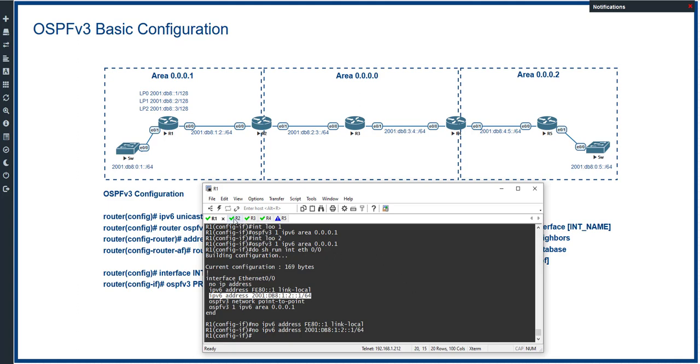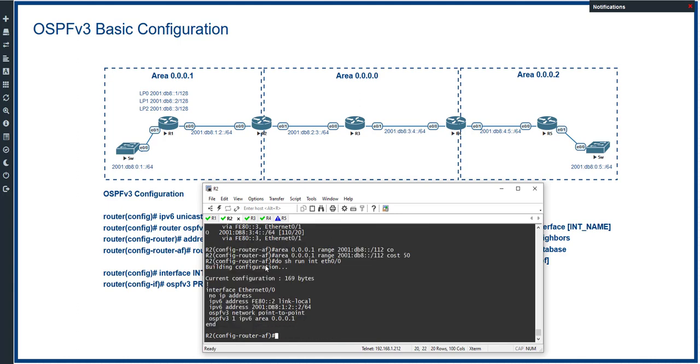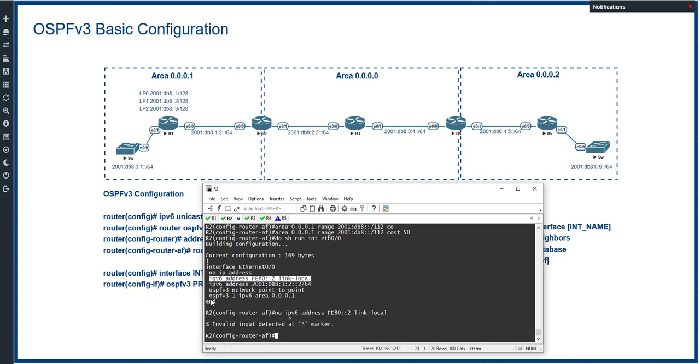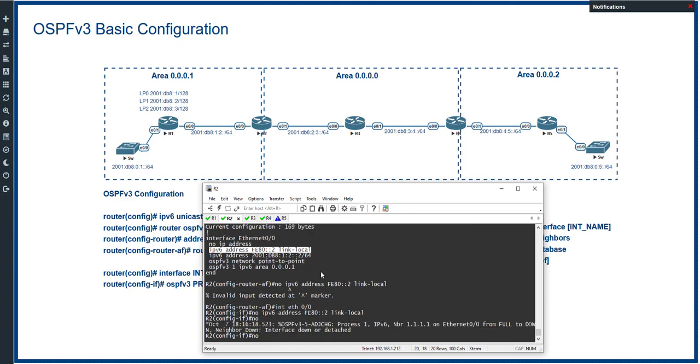Okay, in router 2 also, let me remove both of them. Do show run interface ETH00. Here, let me remove both of them. This command first, and also the next command. Let me show you on the interface ETH00. We can remove both of these commands. No, the first command, and then no, the second command.